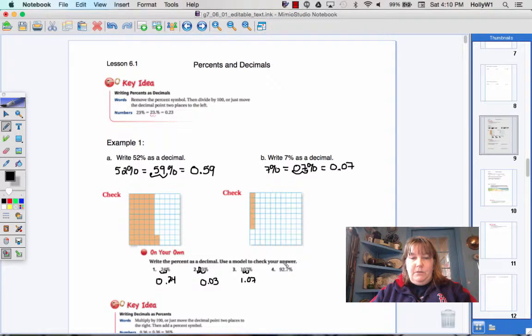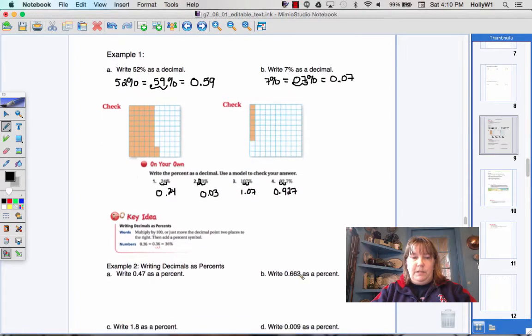92.7%. Don't get flustered because the decimal point is there already. Again, you just move it over 2 places, so you end up with 0.927, or 927 thousandths. So that's how you convert from a percent to a decimal.